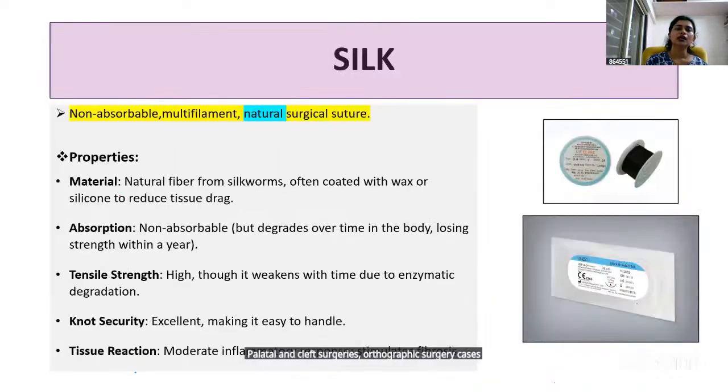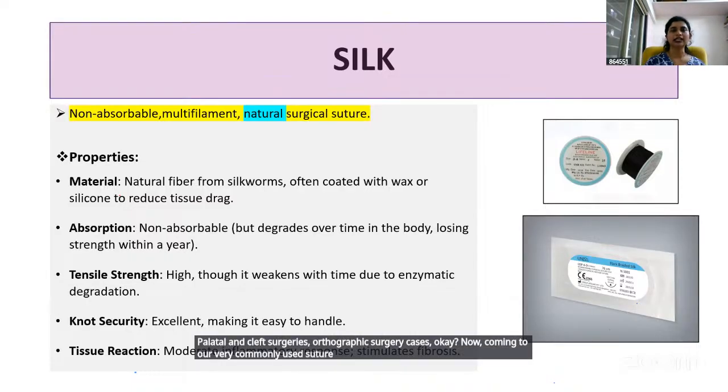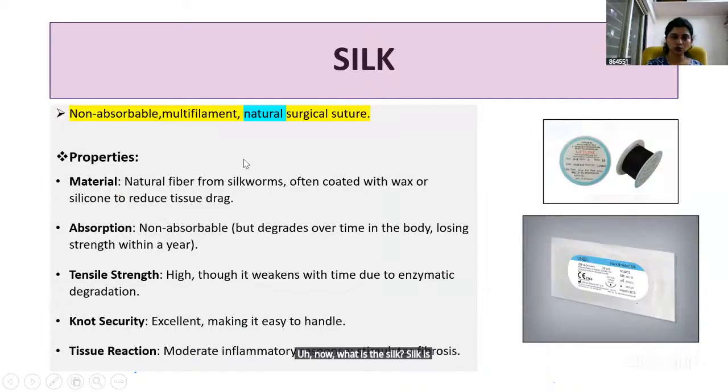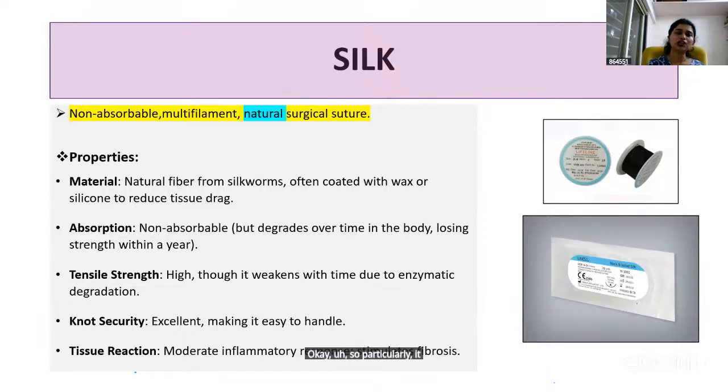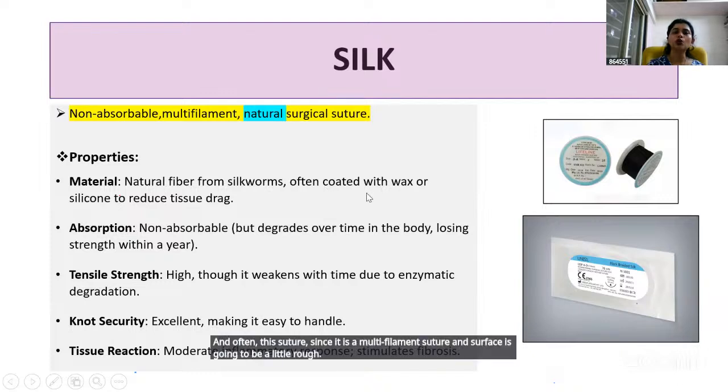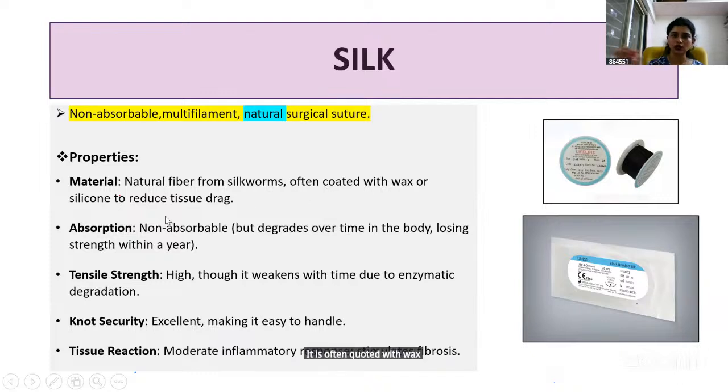Okay. Now coming to our very commonly used suture, that is silk. Now what is silk? Silk is a non-absorbable kind of suture. It is a multi-filament suture and it is naturally derived. Right? So particularly it is a natural fiber which is derived from the silkworms. And often this suture, since it is a multi-filament suture and the surface is going to be a little rough, it is often coated with wax or silicone, a rubber-like coating.